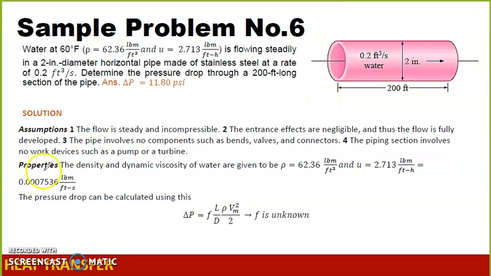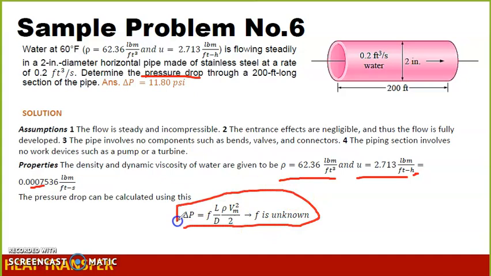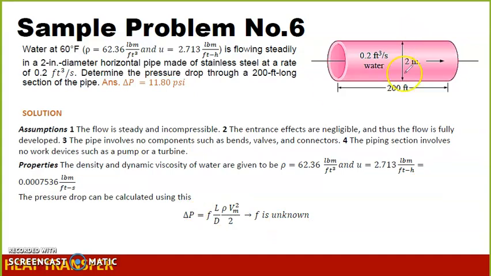The properties are already given for this particular water. So we have density, and then we also have the viscosity. We just divide it by 3,600, converting hour to second, so we have pound mass per foot second. The pressure drop formula is already familiar to us, and this is given as this. Looking at this equation, we already have L, that is 200 feet. Diameter is also given, that's 2 inches, just convert this later on to feet. And the density is already given also.